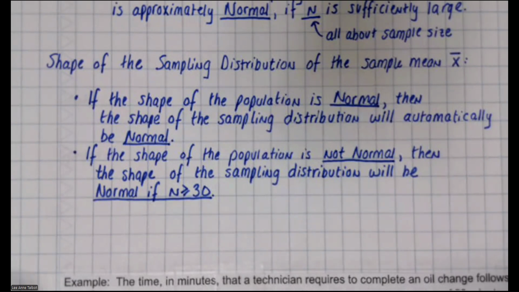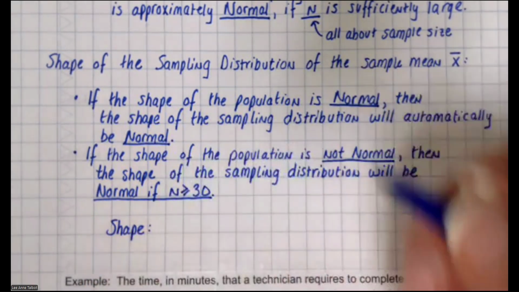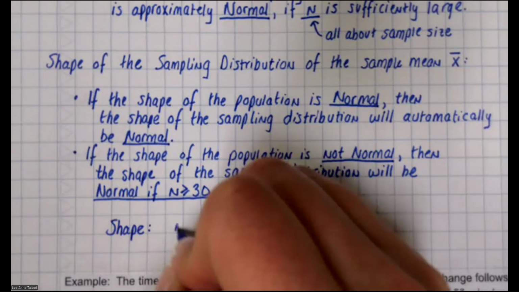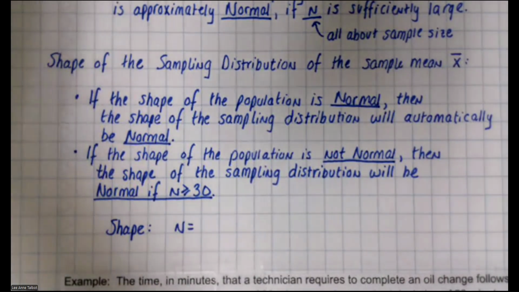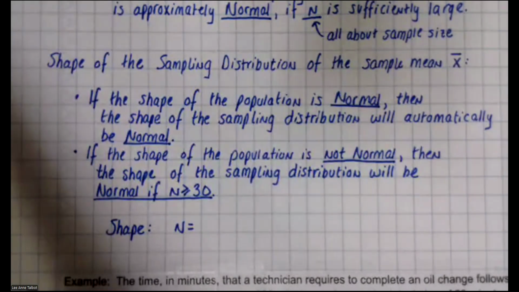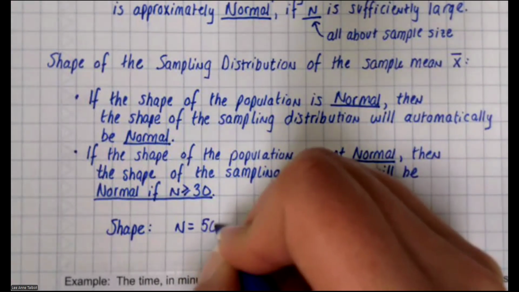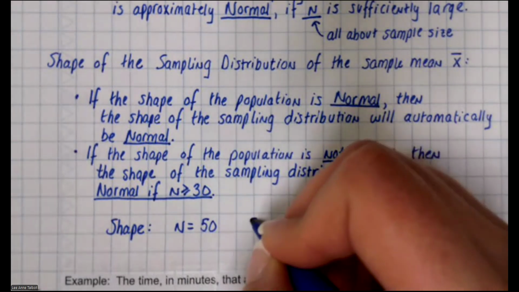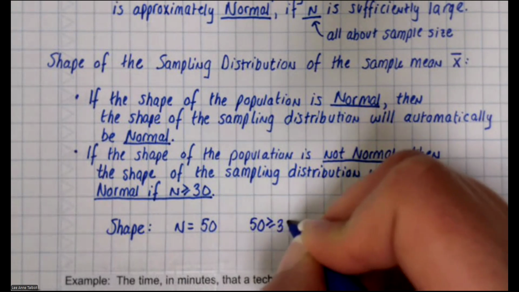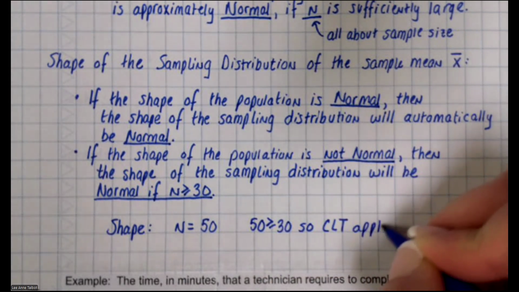Okay, so how do we write that? We'd write something like this: shape. N equals, let's just pick a number, 50. So let's pretend that you're doing a problem. Sample size is 50. You would say 50 is greater than or equal to 30, so CLT applies.